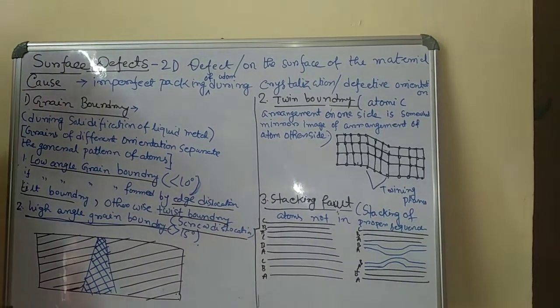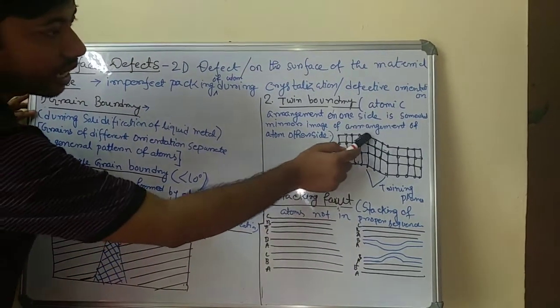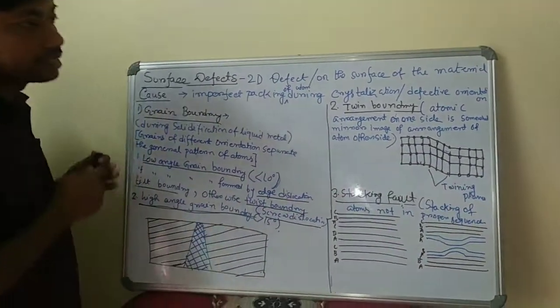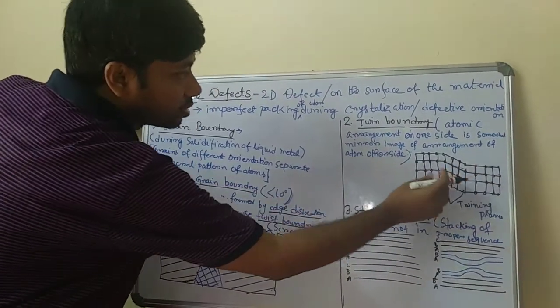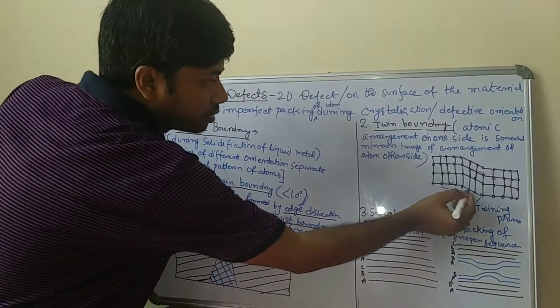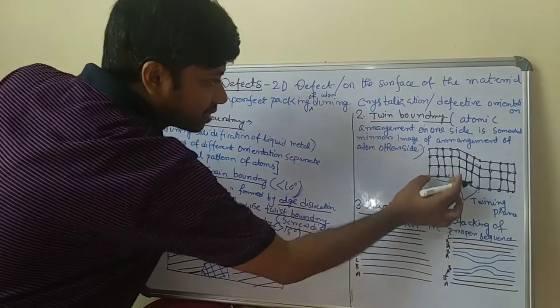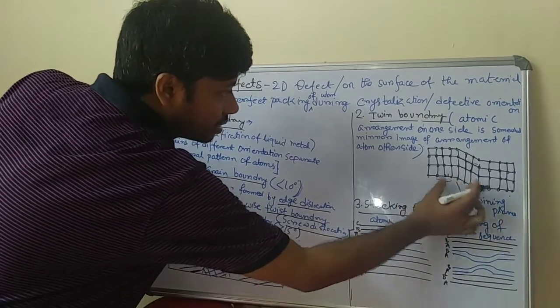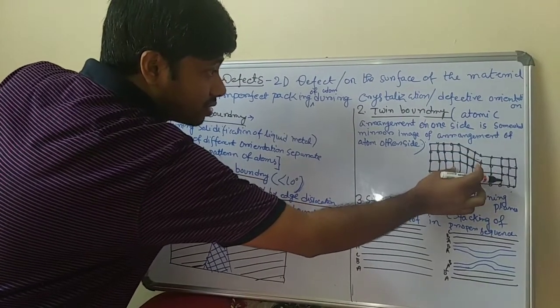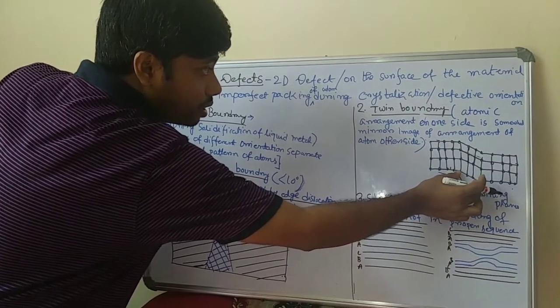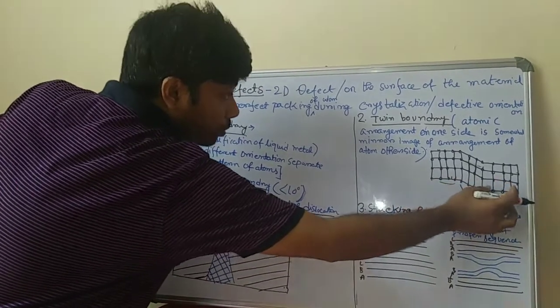That means, suppose this is the atomic arrangement. Now this type of atomic arrangement is a mirror image of this side. So this side is a mirror image of this side. So this is the twinning boundary, which defines the mirror image of the two atomic planes.